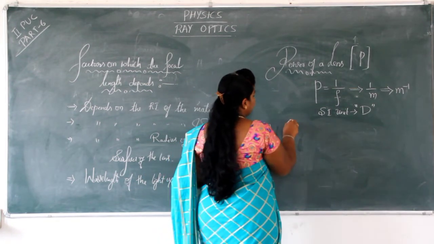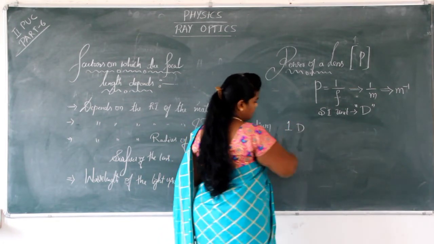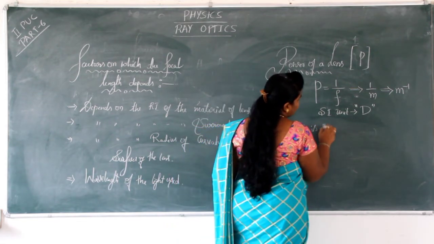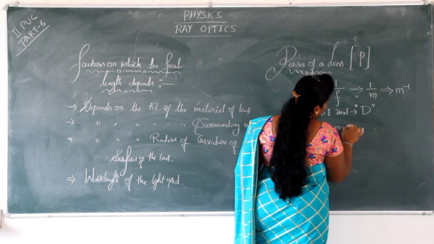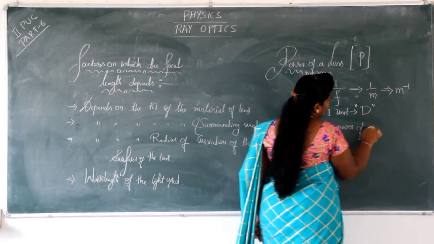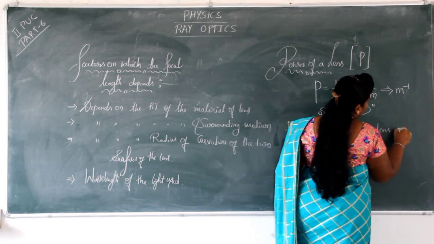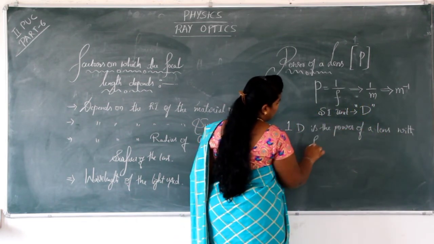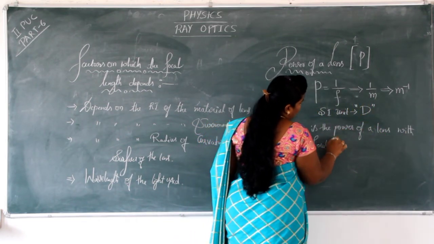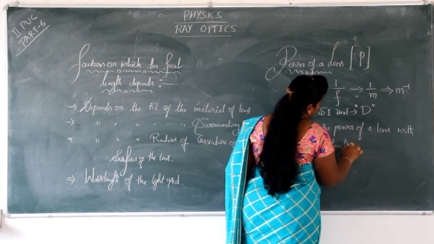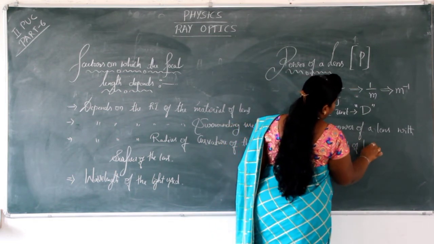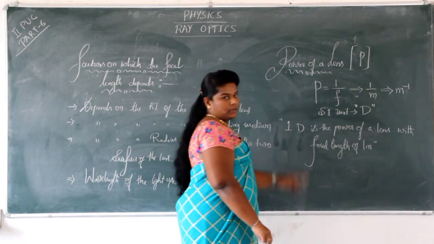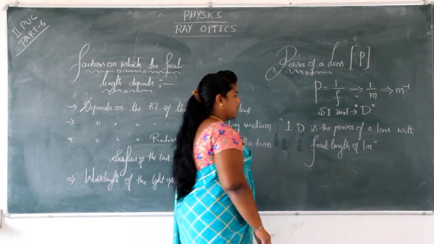Then define 1 diopter. 1 diopter is the power of a lens with focal length of 1 meter. This is the definition for 1 diopter. That is the SI unit for power.